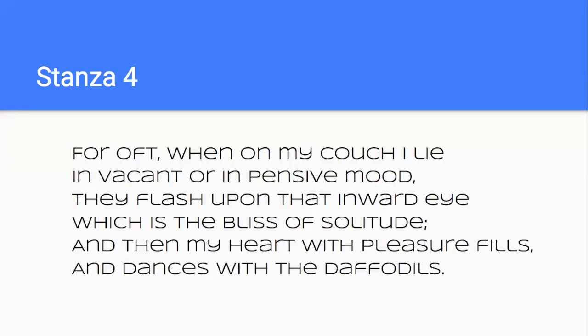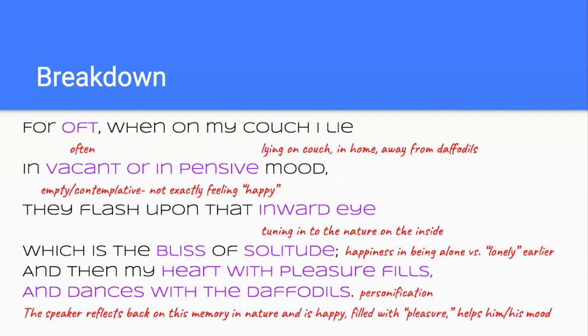Finally, our final stanza. For oft, when on my couch I lie, in vacant or in pensive mood, they flash upon that inward eye, which is the bliss of solitude. And then my heart with pleasure fills and dances with the daffodils. Broken down, we see the word oft reminds us of that Shakespearean language, right? Often, oft. When on my couch I lie.